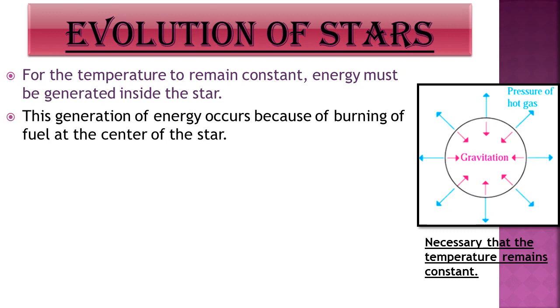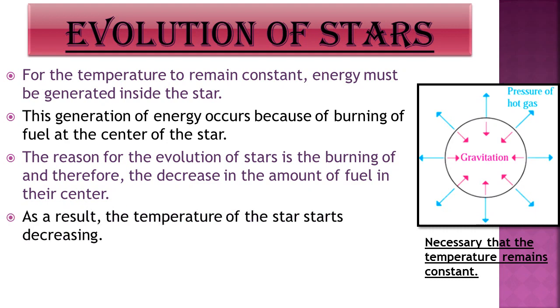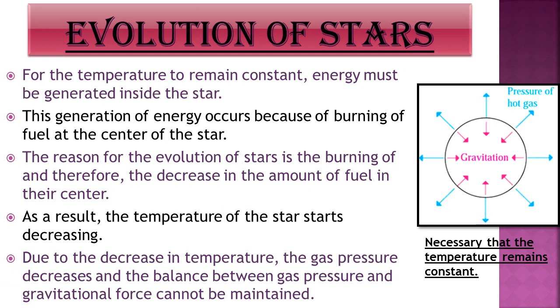And this generation of energy occurs because of burning of fuel at the center of the star, and we know at the center of the star gases are there like hydrogen, helium, and several other gases. The reason for the evolution of a star is the burning, and therefore the decrease in the amount, of fuel in their center. When the fuel in the center finishes, the energy generation stops, and as a result the temperature of the star starts decreasing. Due to the decrease in temperature the gas pressure decreases, and the balance between gas pressure and the gravitational force cannot be maintained, and the star loses its stability.